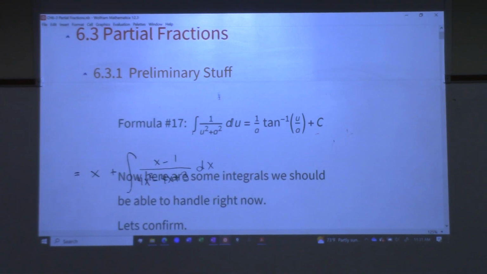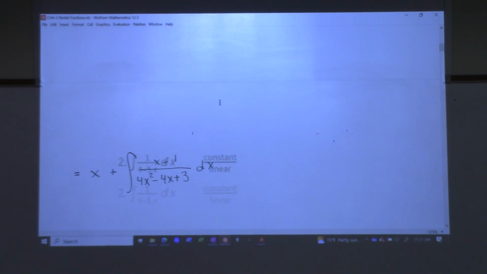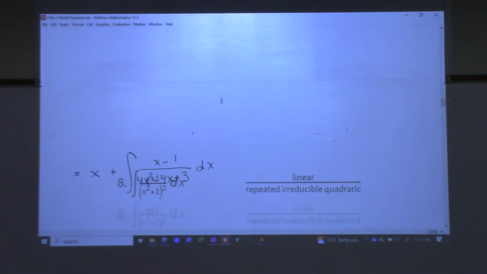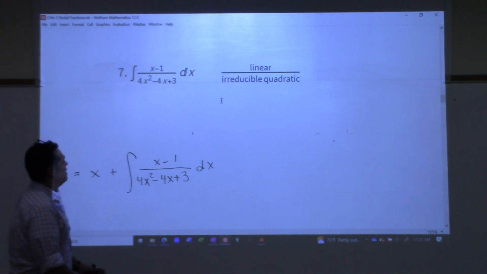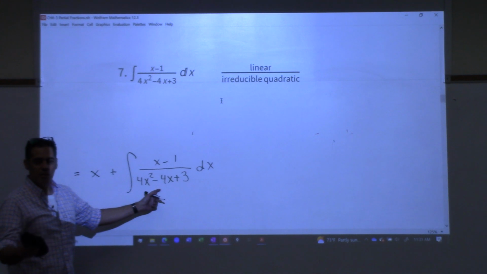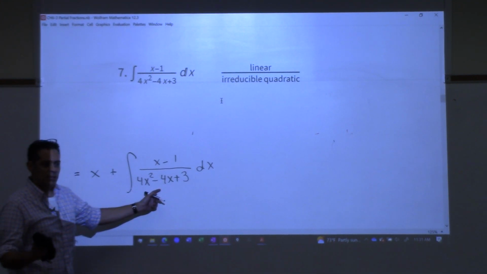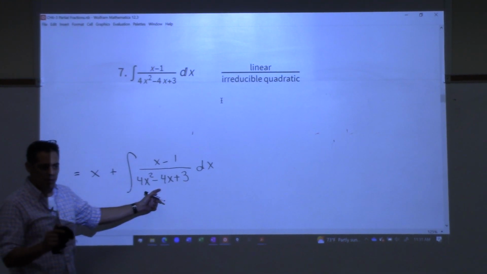Two classes ago, I said, hey, let's go through these and make sure we know how to do this, right? I was absent for that. And then we got to this one right here, linear over an irreducible quadratic. That is exactly the problem we have right here. Look in your notes and see how we did it. This was the one where I did a u sub, but things didn't look the way I wanted them to, so I forced them to happen.